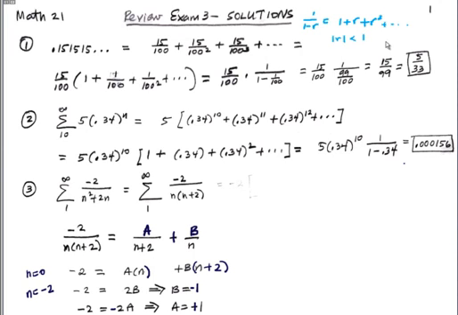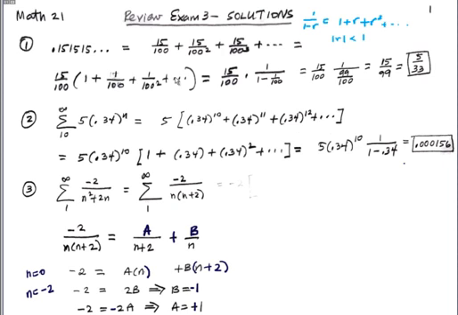Okay, we're going to go through Review Exam 3 solutions. So here we have a repeating decimal and we want to write it as a fraction. So first write it as a geometric series. Now in order to use this geometric series formula, which converges for absolute value of r less than 1, we factor out 15 over 100.